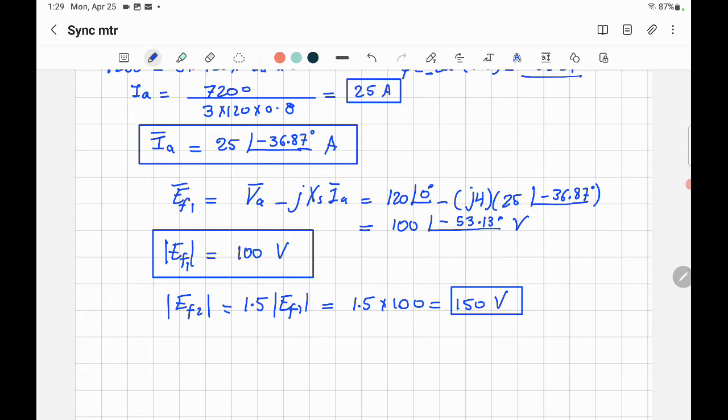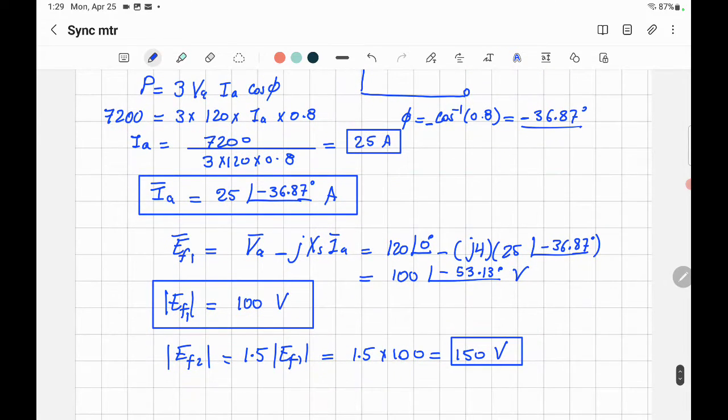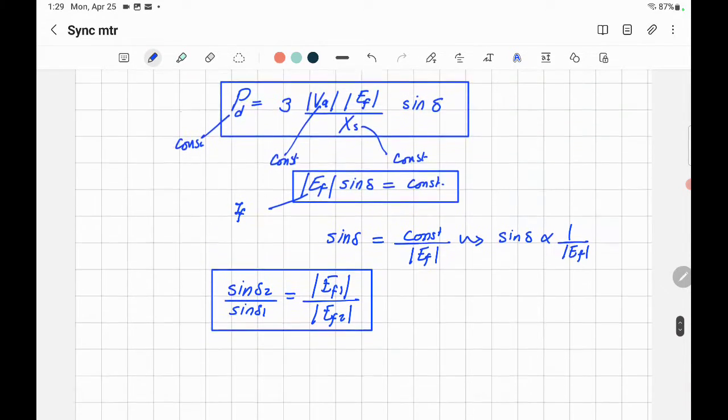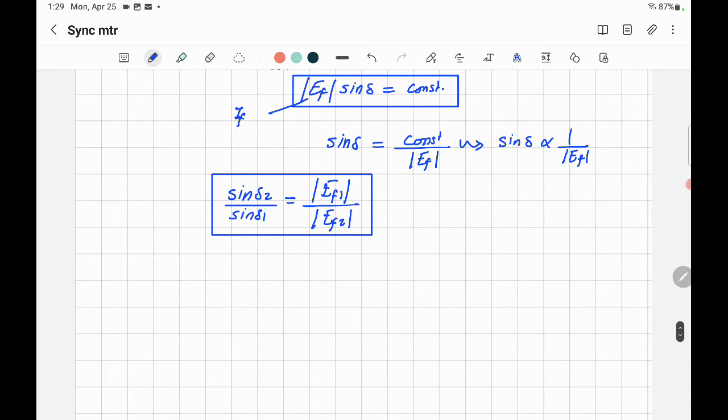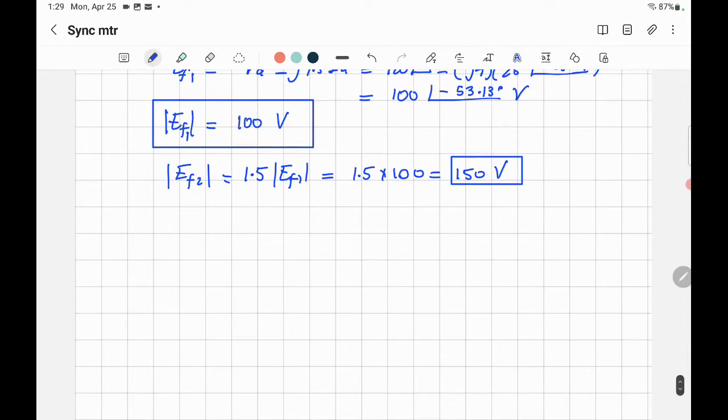How increased? We say practically increasing by the field current IF. Anyway, so to keep a constant power and you increase EF, remember the relationship we said, you got to keep EF sine delta constant, and that will be the relationship between the delta and EF. So we need to find the new power angle. So I'll say sine delta 2 divided by sine delta 1 is equal the magnitude of the voltage EF1 divided by EF2.